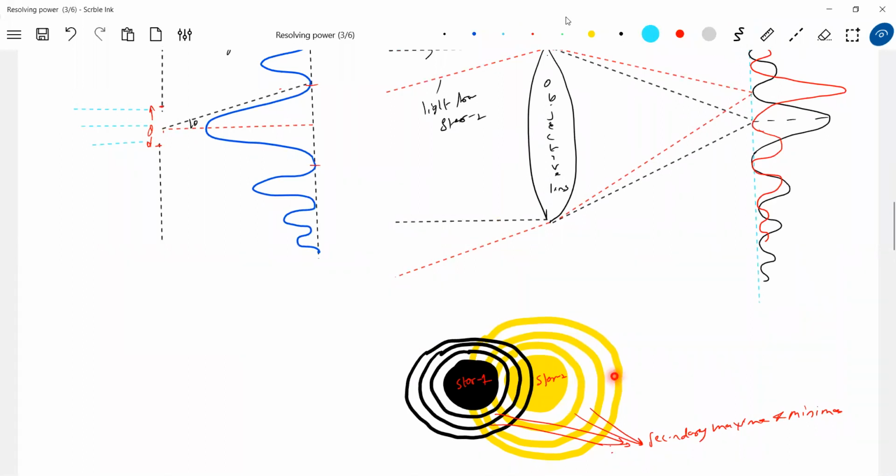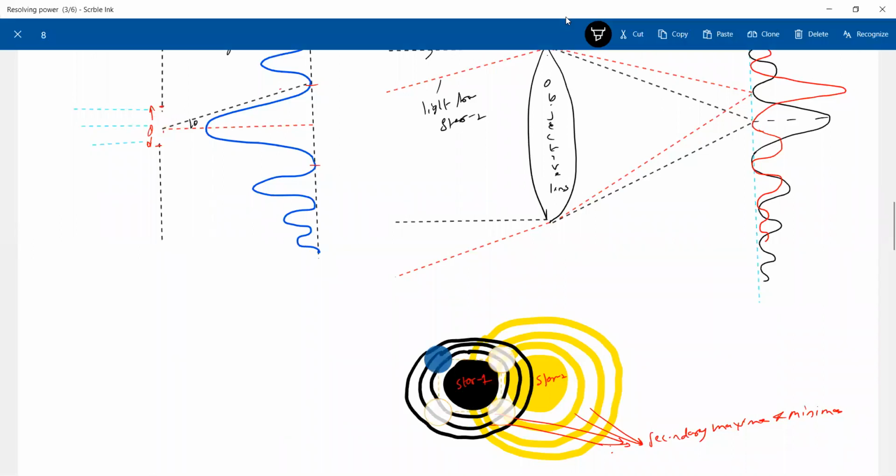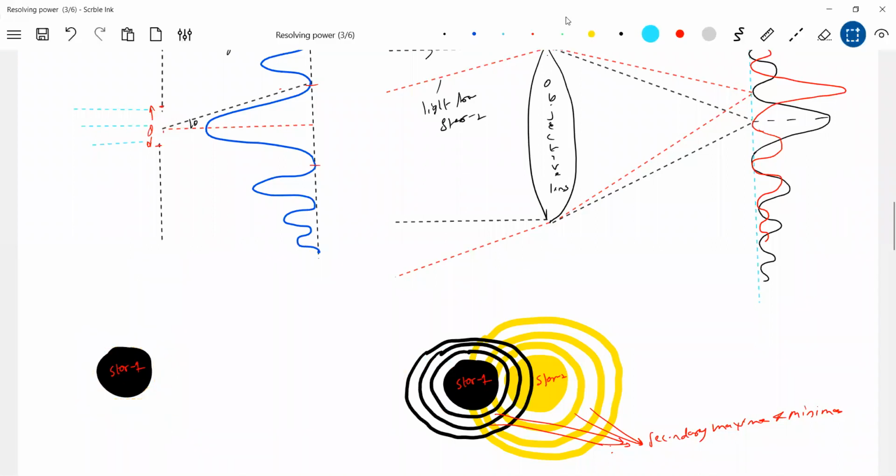What should I do? I should go for the aperture. I should increase the diameter of the telescope, the objective lens. Then even this will get eliminated. Then if I get only the two stars like this, this is the preferred one. So they may test you with questions of this kind. You have to be very careful.